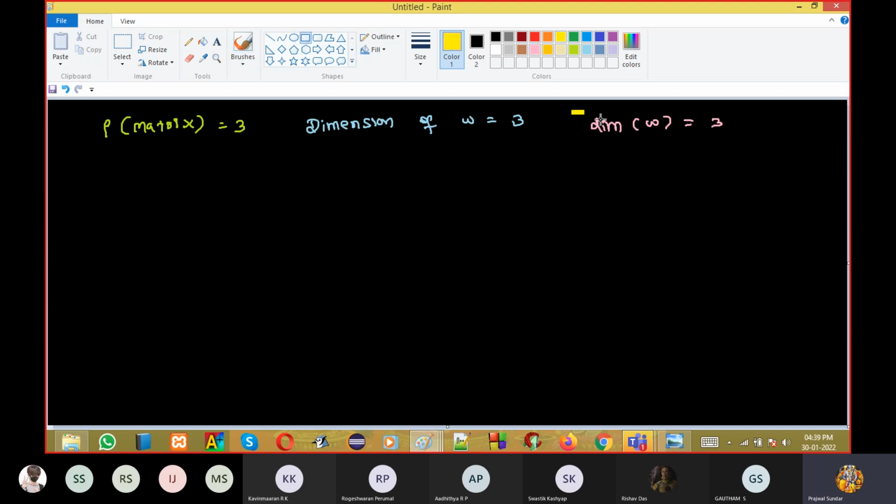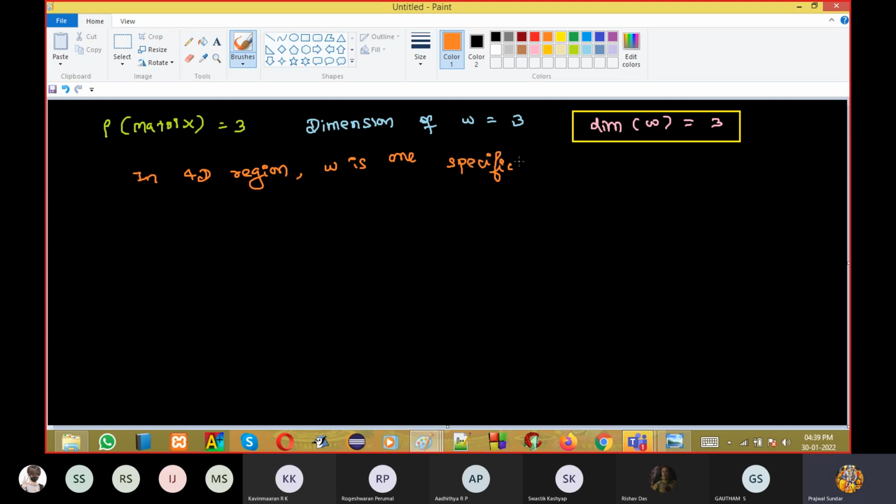Meaning this is a 4D region. Listen carefully, try to understand. In the 4D region, W is one specific 3D region. Don't try to visualize it. You cannot visualize 4D. We humans are only limited to 3D. So don't try to visualize 4D. W is one specific 3D region in it.